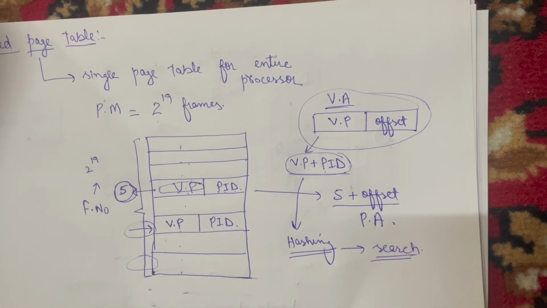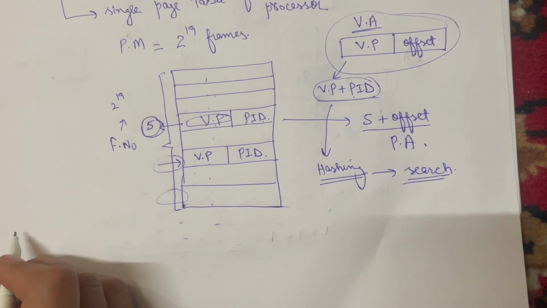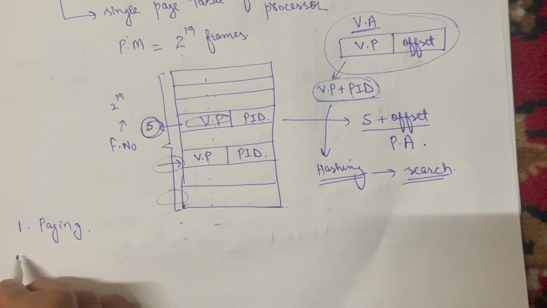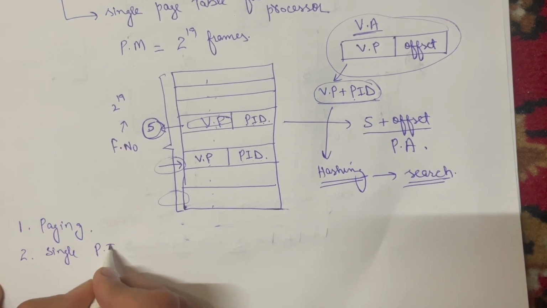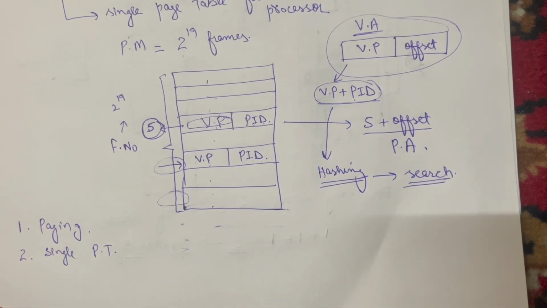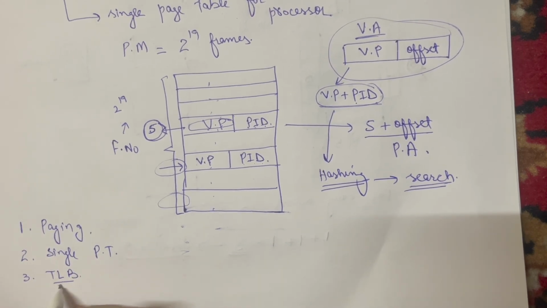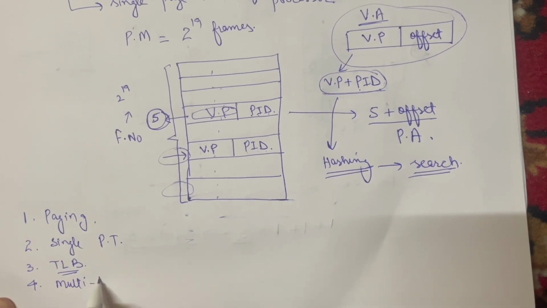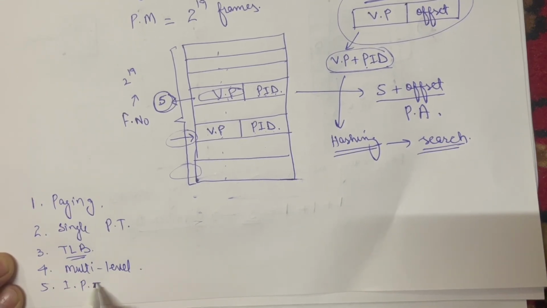So this is all about the paging techniques and how paging is used to implement virtual memory. So let me summarize what we have discussed. The first thing we have discussed is paging. What is paging? And then we discussed how single level page tables are used to do a virtual address to physical address translation. Then we discussed what a translation lookaside buffer is and what its advantages are. Then after that we saw the multi-level page tables, and at the end we have this inverted page table.